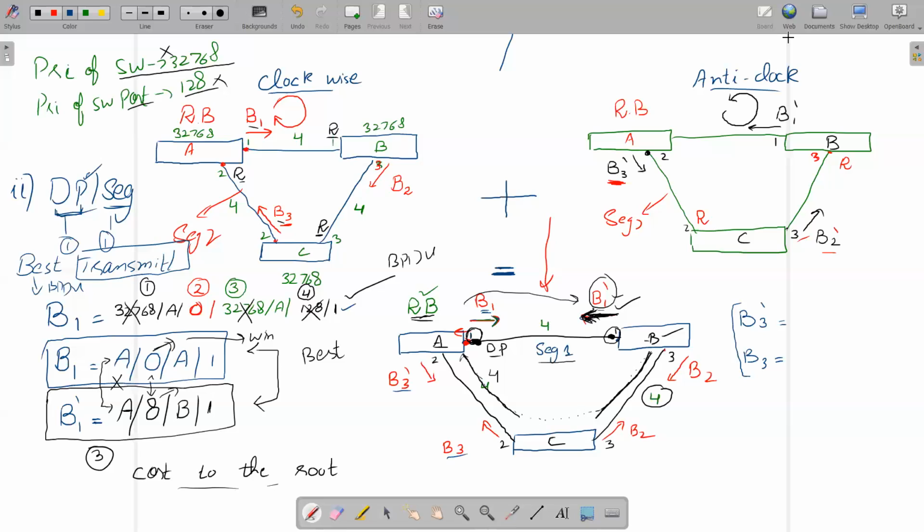Now you need to write both simultaneously. Okay, marked B3 dash.